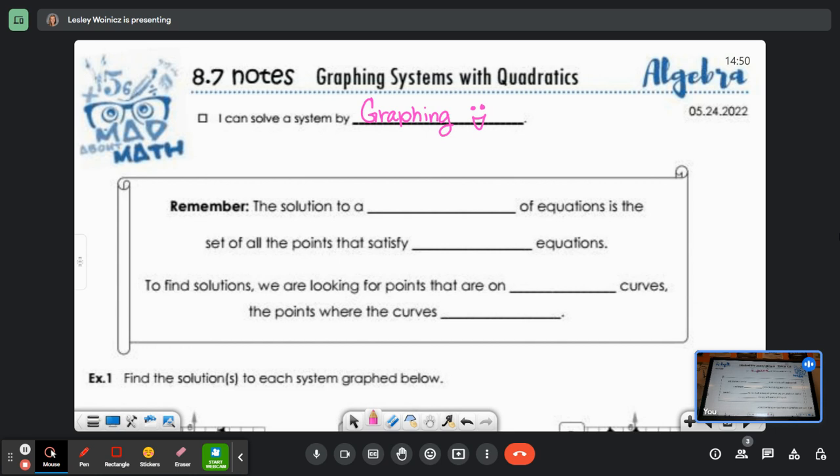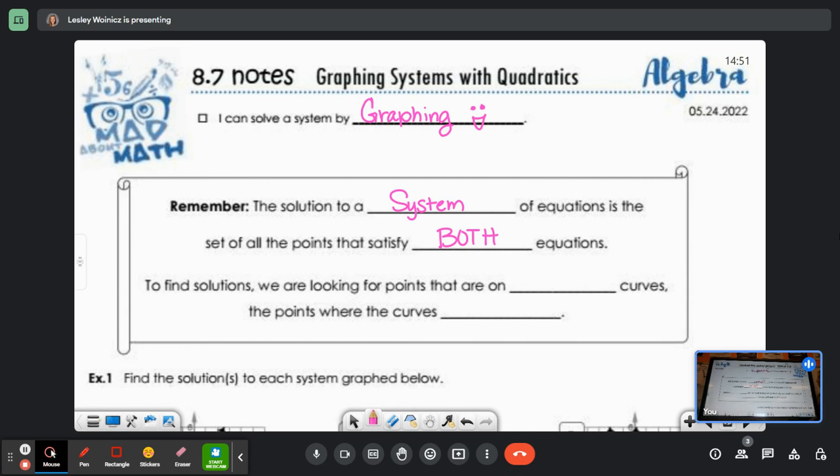Okay, so remember that the solution to a system of equations is the set of all the points that satisfy both our equations. In algebra one, we're just doing systems with two equations or two inequalities, so we can say both for now. As you get higher up into math, they'll start adding more variables and more equations. So will we have to say all? You can say all or both.